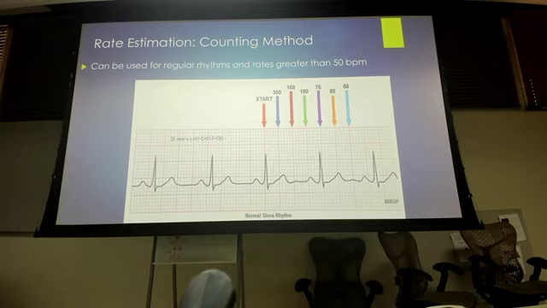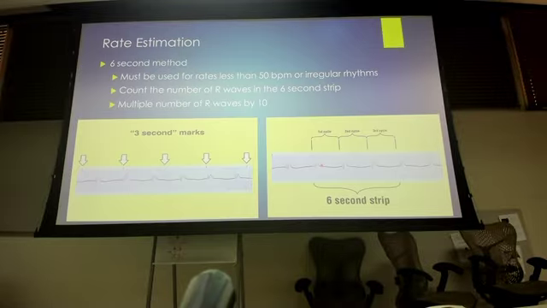Each of these lines has a number associated with it, but we're measuring the time between the first R and this next R, as long as the R to R intervals are regular. If they're not regular, we can't use this method because it's going to vary from R to R to R to R. So if the rate is less than 50, or if it's irregular, we have a couple of other ways to do this. We can do something called the 6-second method.